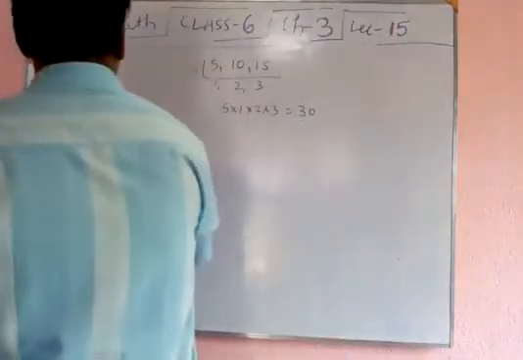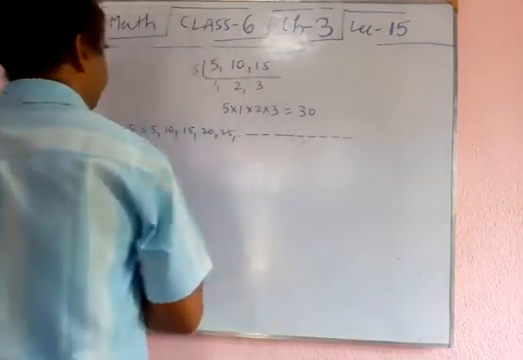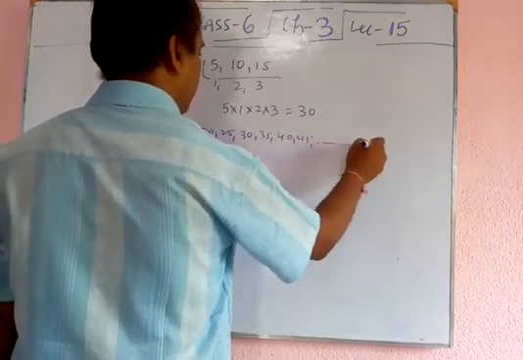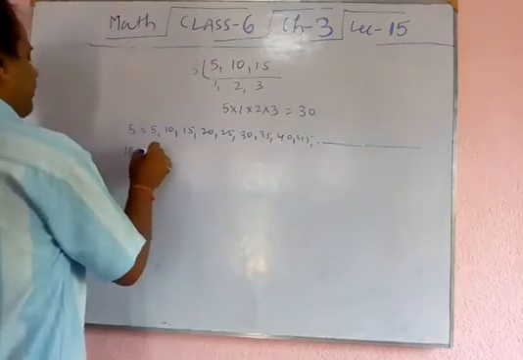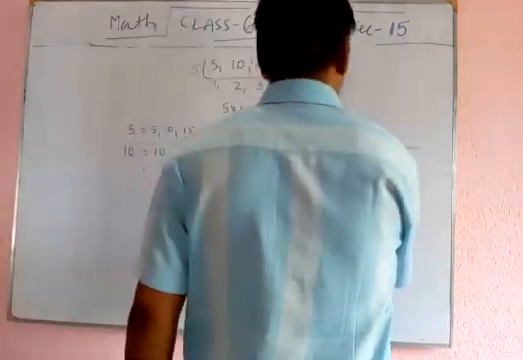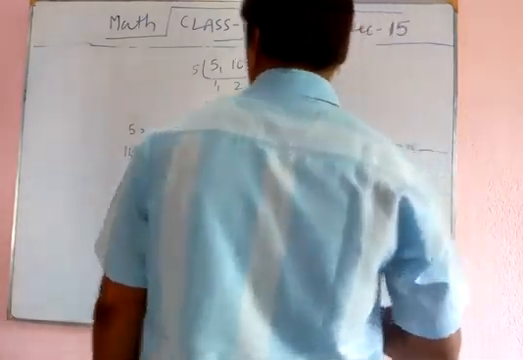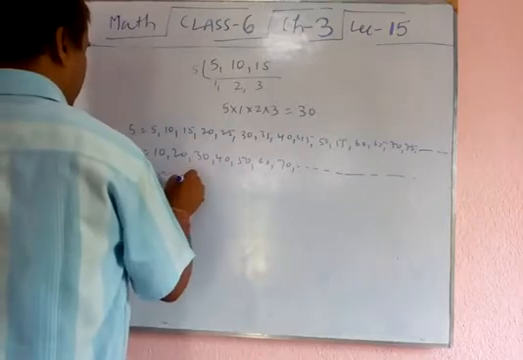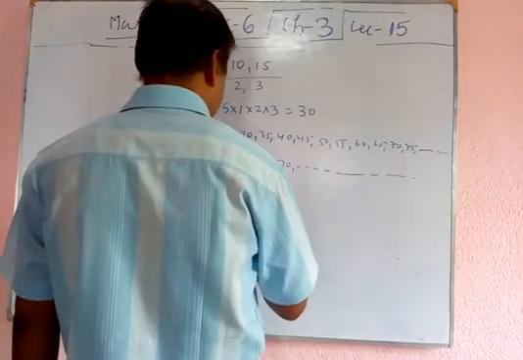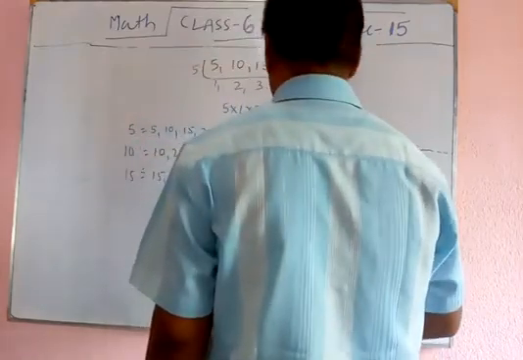Multiples of 5 are 5, 10, 15, 20, 25, 30, 35, 40, 45, and so on. Multiples of 10 are 10, 20, 30, 40, 50, 60, 70, and so on. Multiples of 15 are 15, 30, 45, 60, 75, 90, 105, 120.